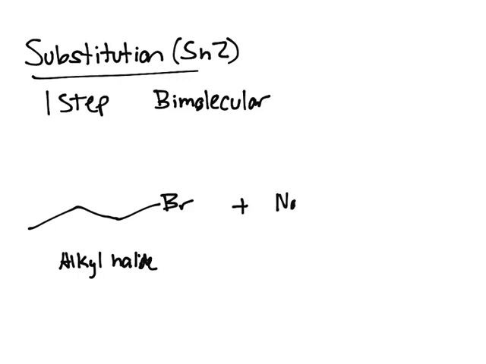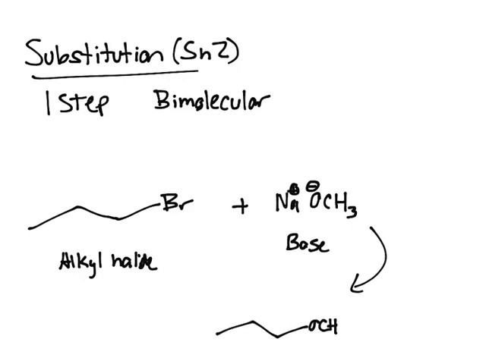So NaOCH3. And it's important to remember whenever you see Na, that's going to be positive. So essentially this is an ionic bond between a positive sodium and a negative OCH3. And so this is the base. Then the result you're going to get is OCH3 and then a Br minus. So these are the products.